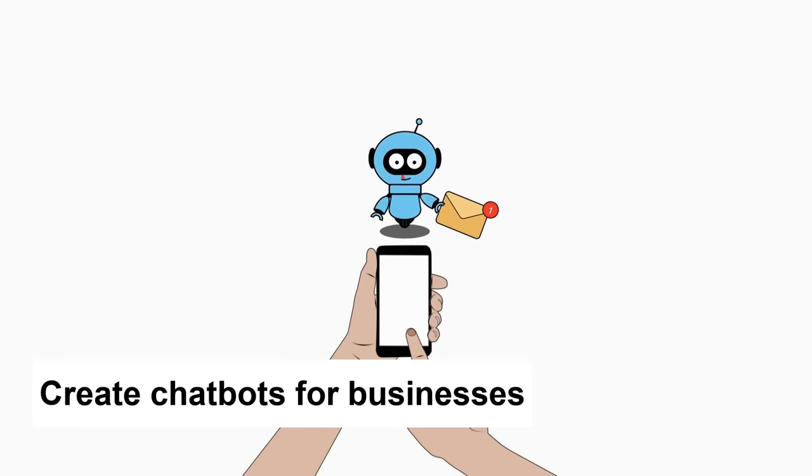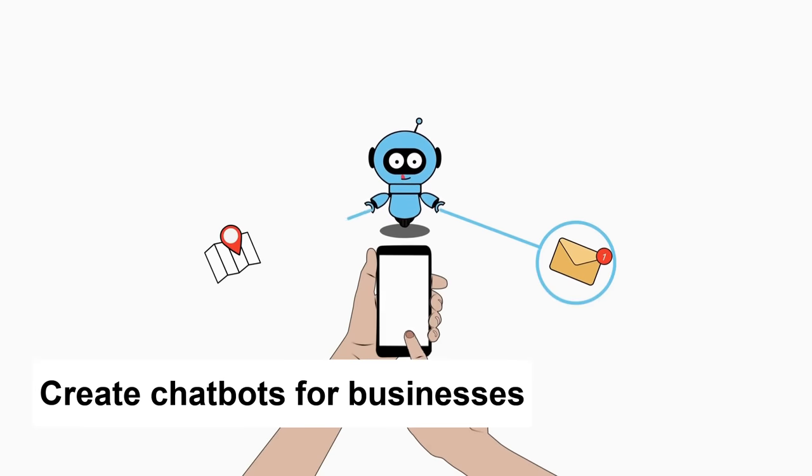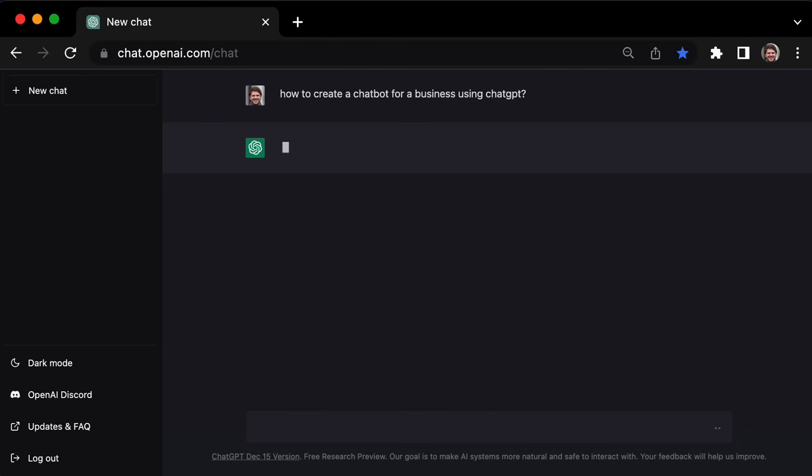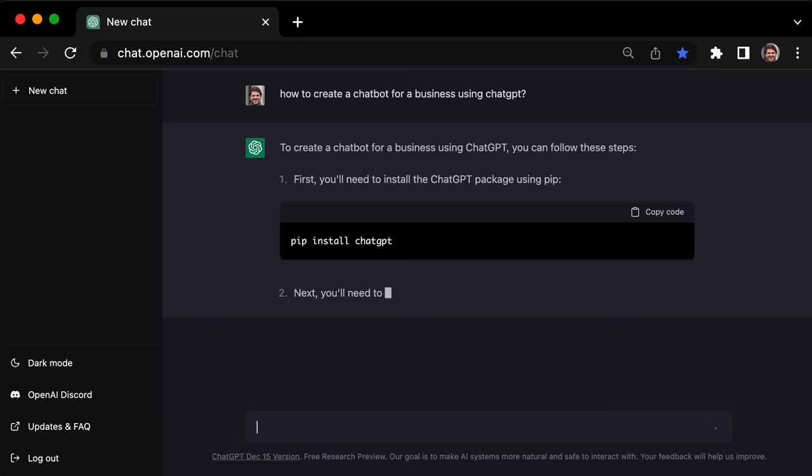One way to make money with ChatGPT is by creating chatbots for businesses. Many companies are looking for ways to automate their customer service, and chatbots are a great solution. However, in order for a chatbot to be effective, it needs to be trained on data about the business's most common questions and the solutions to those questions. This is where you come in.